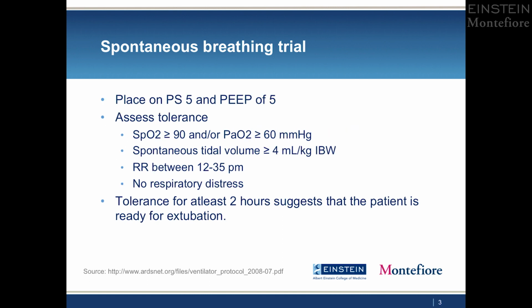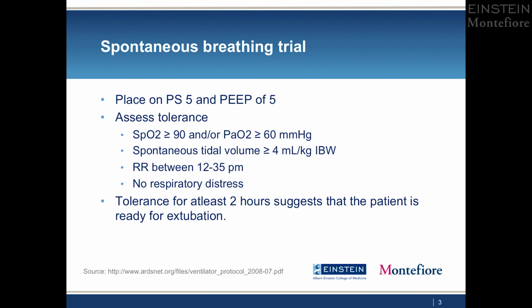How do we conduct a spontaneous breathing trial? When the patient is ready, place the patient on pressure support of 5 and PEEP of 5 and assess tolerance. Is the O2 sat greater than 90%? Are the tidal volumes adequate? There should be no respiratory distress, no tachycardia or tachypnea.